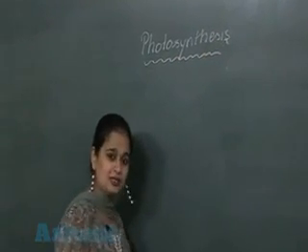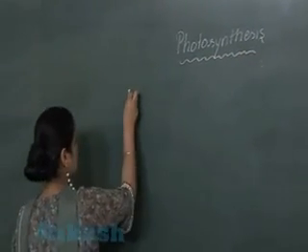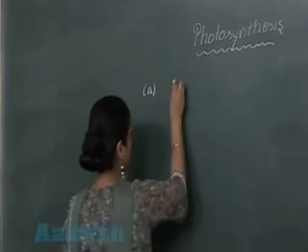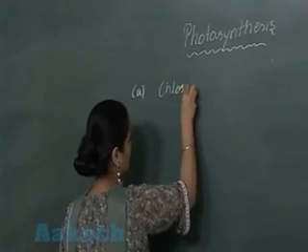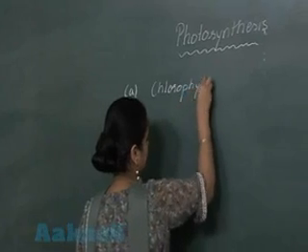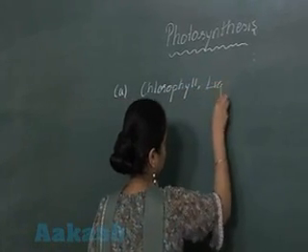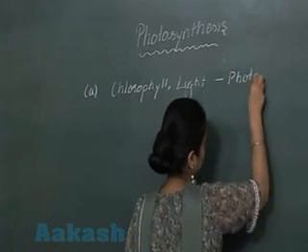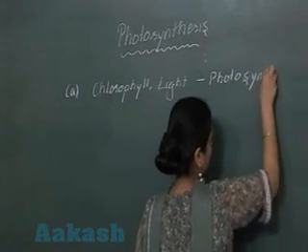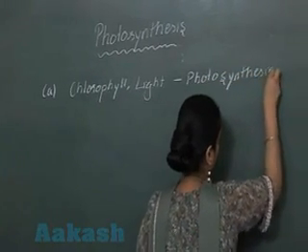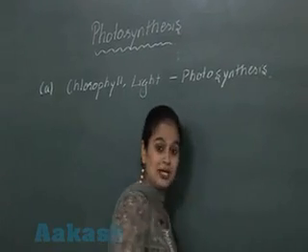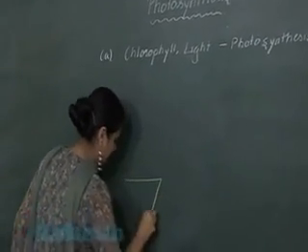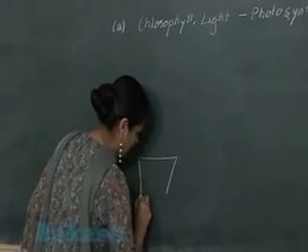Now in photosynthesis, first of all, I will be starting with one of the experiments to know the essentiality of chlorophyll and light for the photosynthetic process. To explain the essentiality for these two things, here I am taking a potted plant.